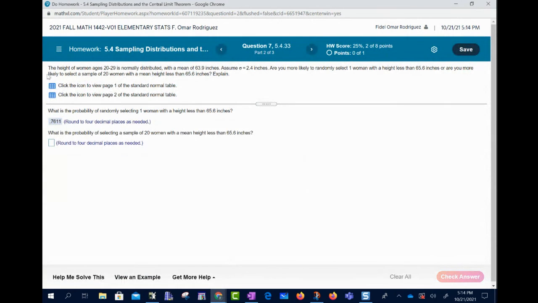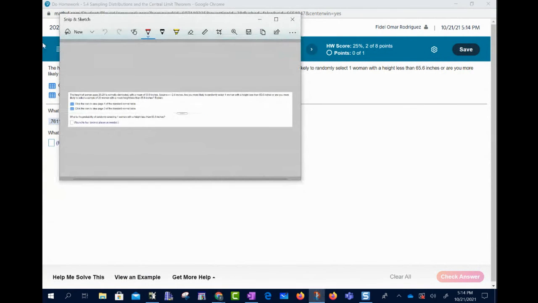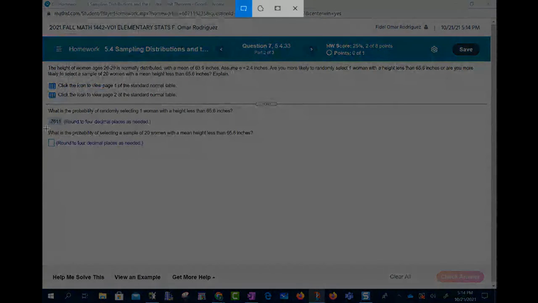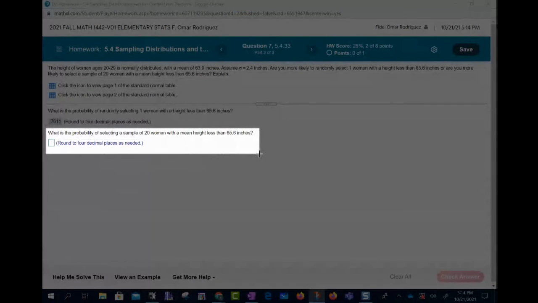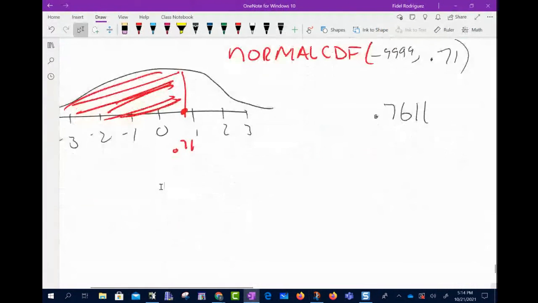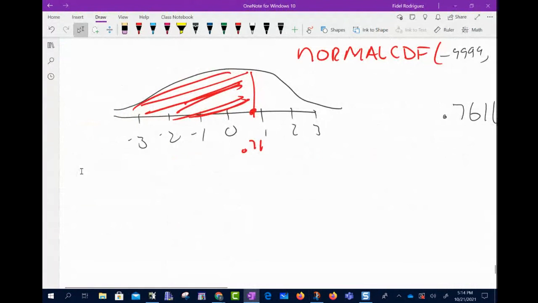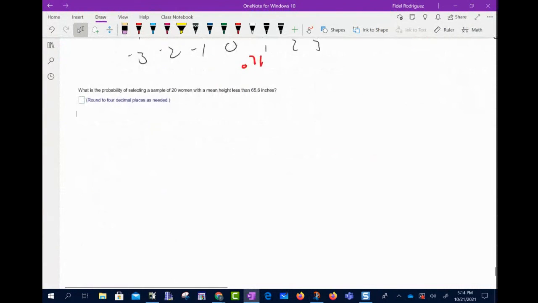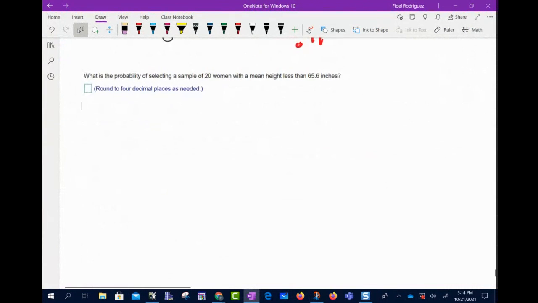Perfect. And now there is a part B to it. So let's see how we're going to do part B. Let me copy and paste this part into our notes. Okay, so it says, what's the probability of selecting a sample of 20 women with a mean height of less than 65.6? Okay, so a couple of things we need to know.